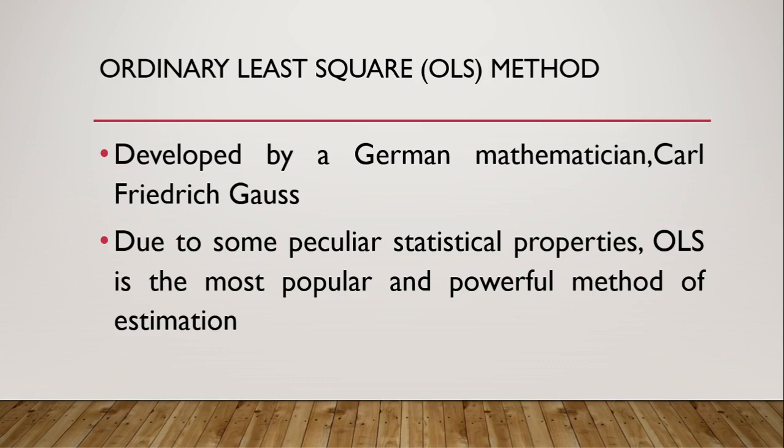The OLS method was developed by a German mathematician called Frederick Gauss, and it has some peculiar statistical properties. As a result of these properties, the ordinary least squares method is the most popular and powerful method of estimation.